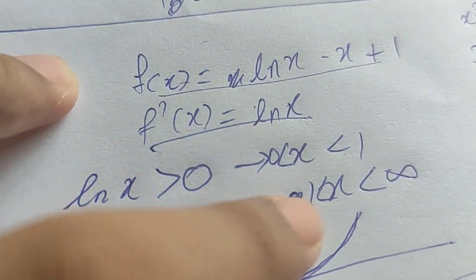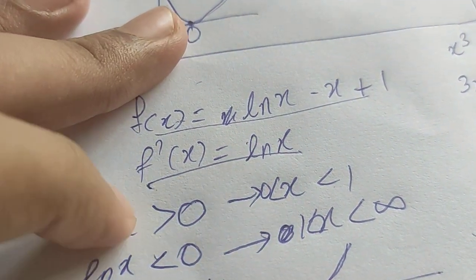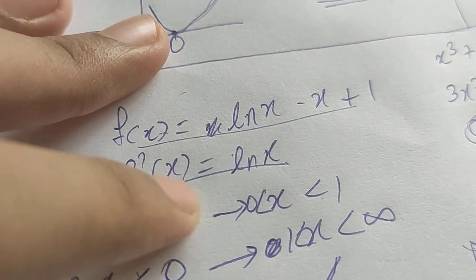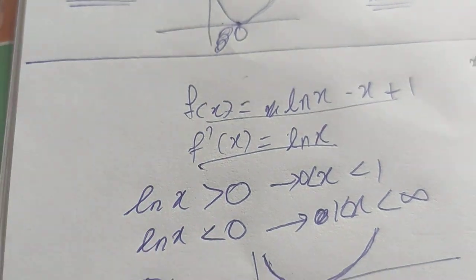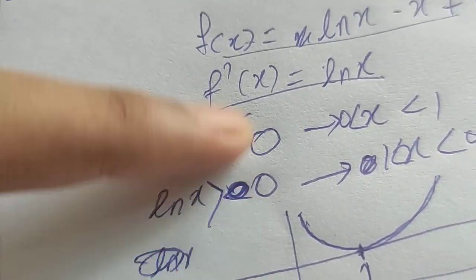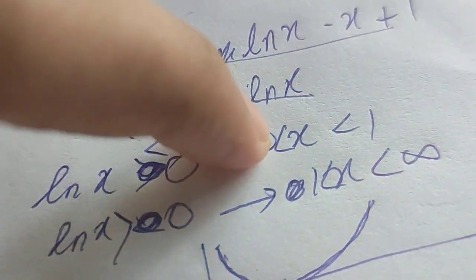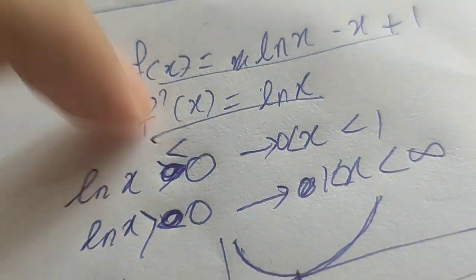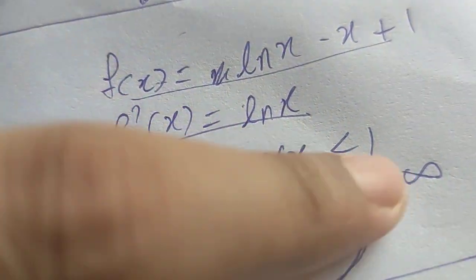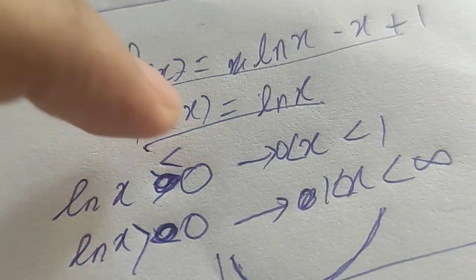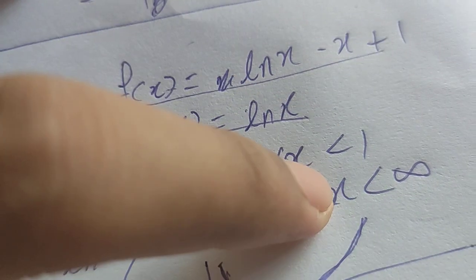X from 0 to 1 and x from 1 to infinity. So you can see that ln x means f dash x is greater than 0 for, sorry, I think I have written a little wrong here. Okay, actually the signs were interchanged here. So ln x will be less than 0 in this interval and it would be greater than 0 in this interval. So f dash x is negative in this interval and positive in this interval, which implies that the function f of x would be decreasing from 0 to 1 and increasing from 1 to infinity.